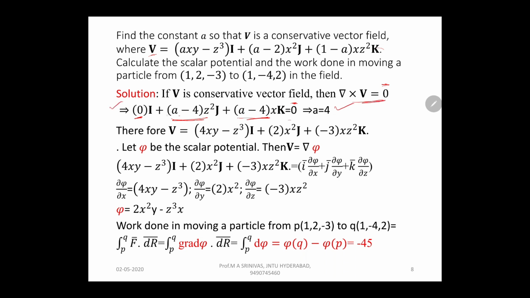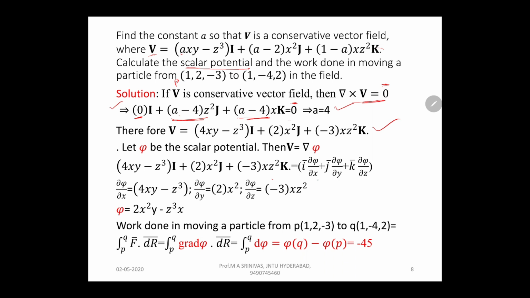I think you will get this by simply finding the curl. You know how to find this curl. So whenever A takes the value 4, then v bar is this. Simply put A equal to 4 here, 4xy minus z cube. And he is asking us to calculate the scalar potential, and we already know how to find the scalar potential. After that, work done. Work done is simply the line integral from A to B. This is the point P, this is the point Q.